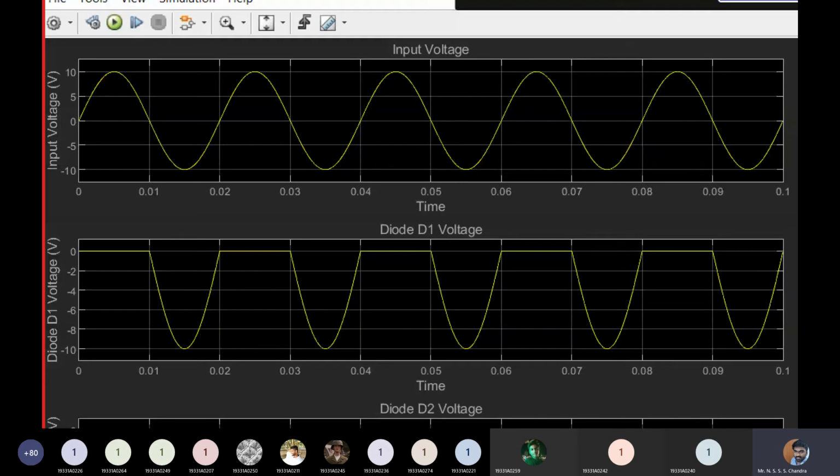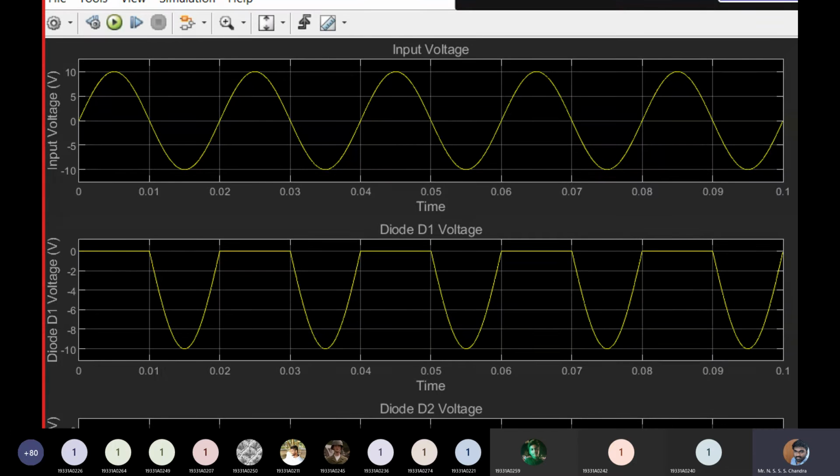So can I call that peak inverse voltage as minus Vm? What's the peak inverse voltage from this graph? Minus Vm, right? Minus 10 here. The maximum voltage is minus 10. So I can call that peak inverse voltage 10 volts, only I'm taking the magnitude. Or I can write the peak inverse voltage as Vm, where Vm is the peak value of the input voltage.